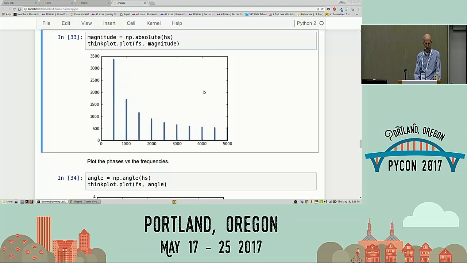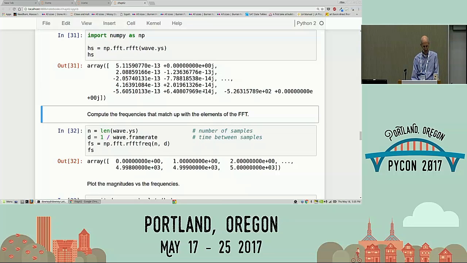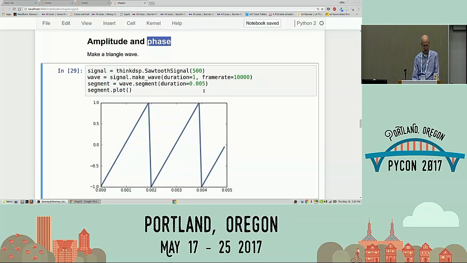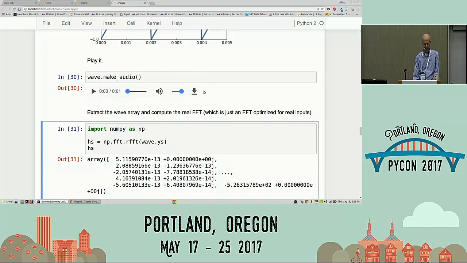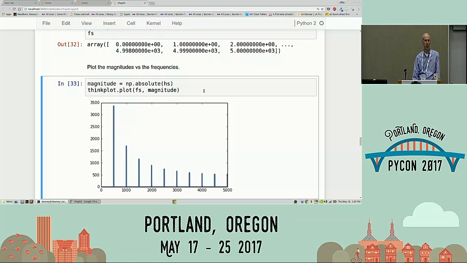So let me walk through a couple of things here. I started with a sawtooth again. There's what it looks like. So the waveform of the sawtooth again. And the spectrum looks like what we've seen before. If you plot the amplitudes, this is what we were looking at before. This tells you how loud each frequency component is.